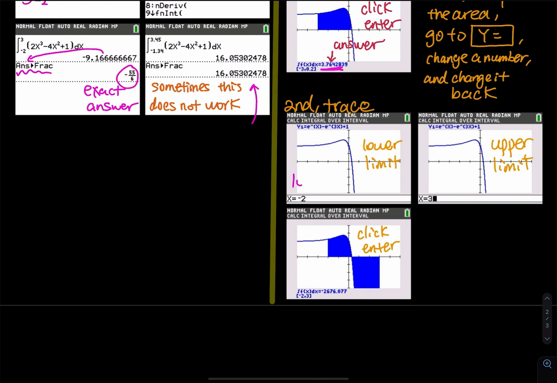So now hit -2. So this is lower limit -2, and then upper limit I pick 3. Once you hit enter, they will shade the region for you. So this is x equals -2, and this is x equals 3. They shade the entire region for you, and then this is the area under the curve. All right, so that takes a little bit of practice. Just don't worry about making a mistake.